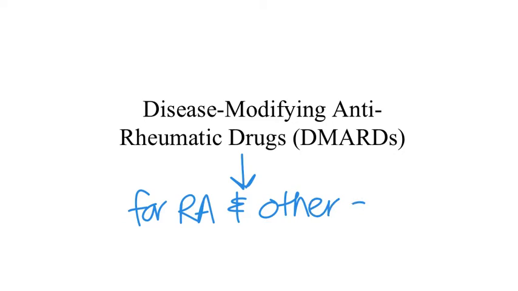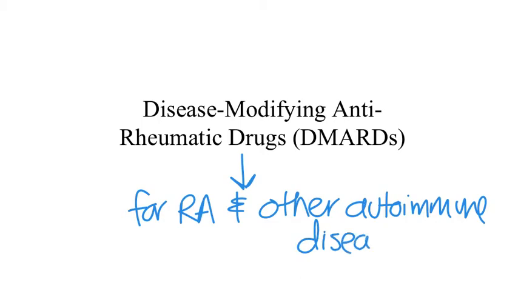Now that we've talked about the rheumatic diseases, and specifically rheumatoid arthritis, an autoimmune condition that affects primarily the joints, we're now going to move on to talk about the drug action of the disease modifying anti-rheumatic drugs, or DMARDs for short. These are drugs that are used primarily to treat rheumatoid arthritis, but also psoriasis and lupus.